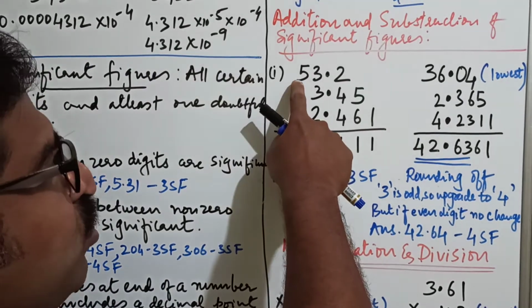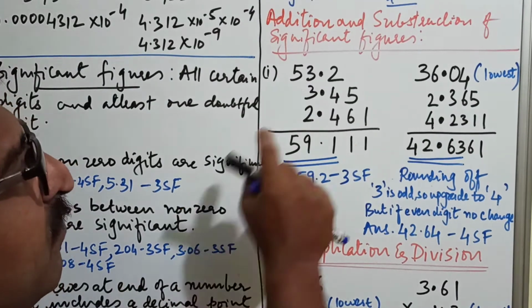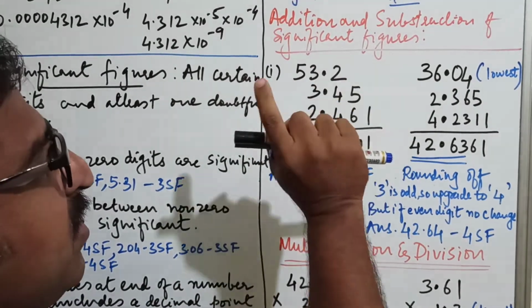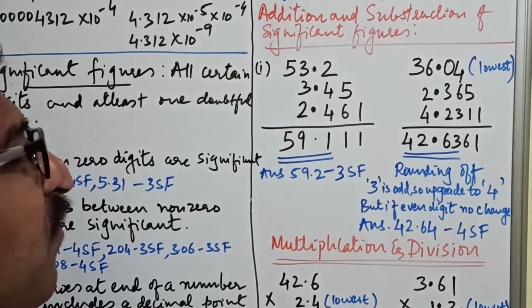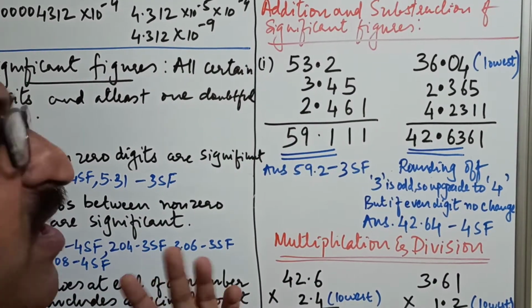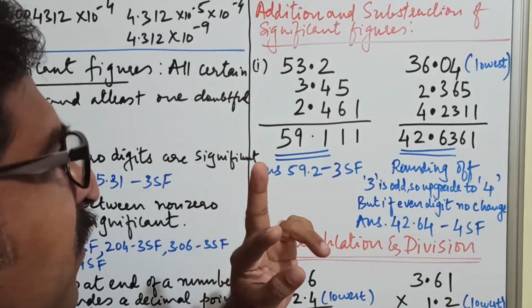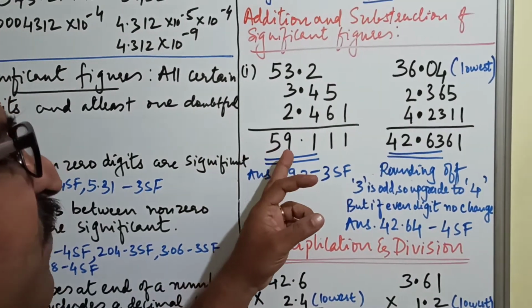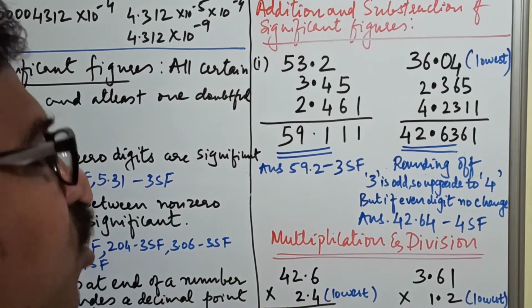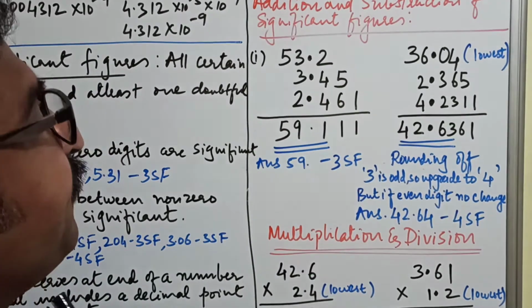Now when you check these 3 numbers, which has got the lowest number of significant figures? 53.2, 3 significant figures, or 3.45, these also have 3 significant figures. So our answer also should have 3 significant figures only, 59.1. So the answer has to be 59.1. Let me correct it.